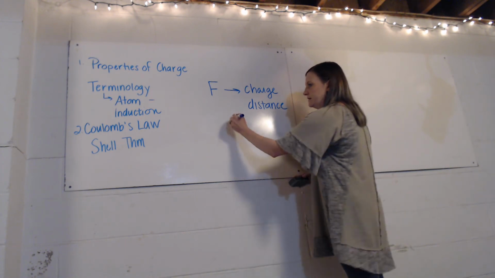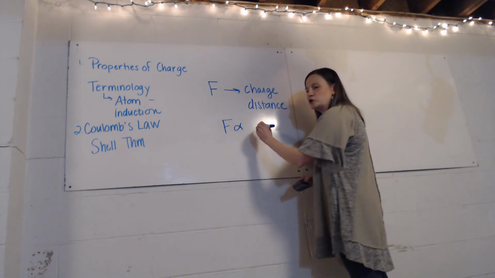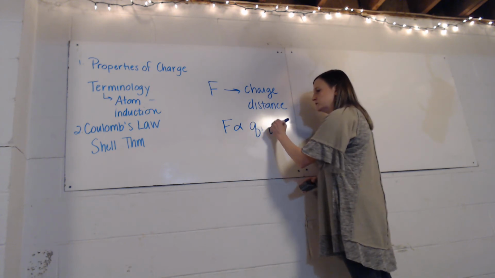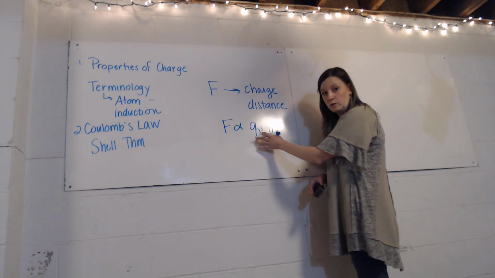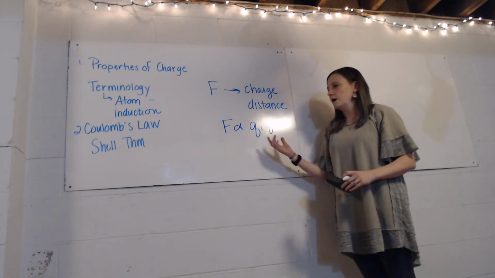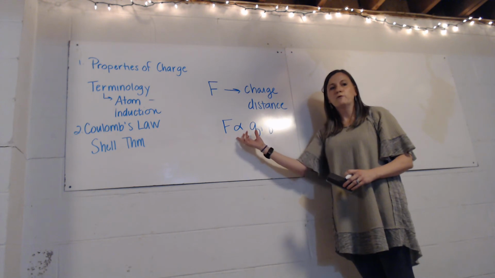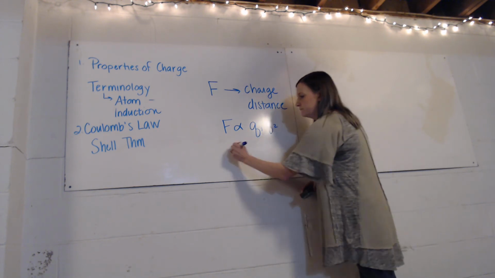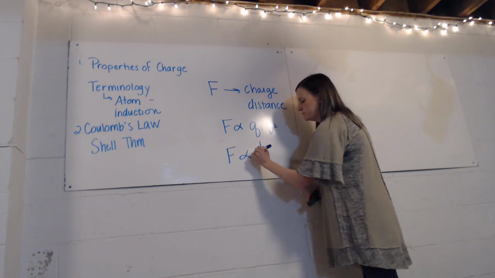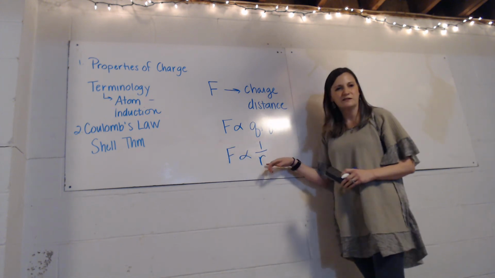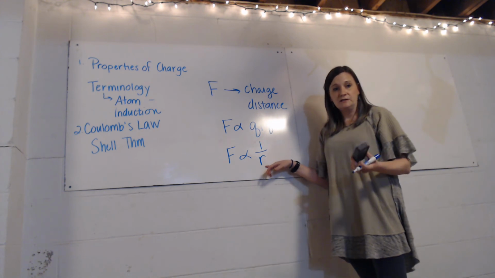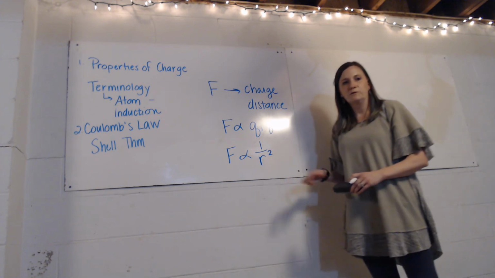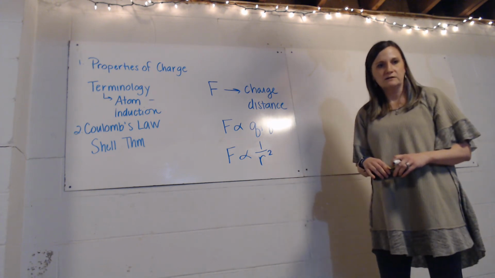So he thought that force and charge, we use Q for charge, so we would say Q1 and Q2 because it's always going to be between two or more charged particles, are directly related. And he said force and distance must be inversely related. We still use R for distance. Now, when he actually did the experimentation, it turned out that it was inversely related to the square of the distance.